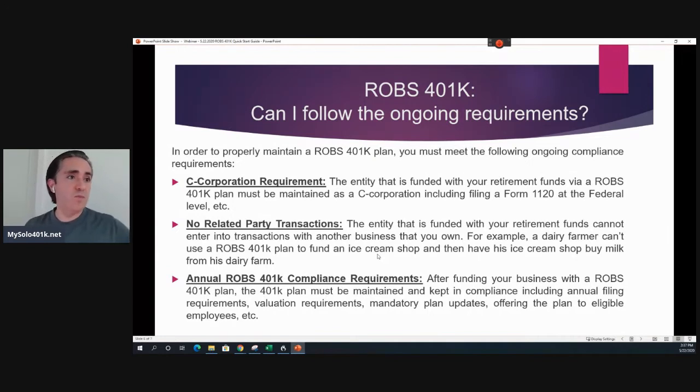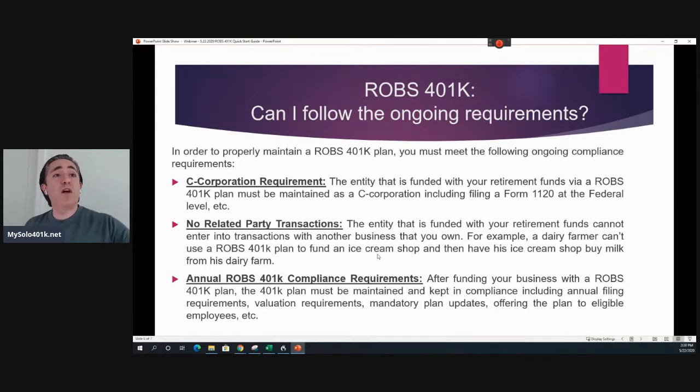There's no exceptions. Related party transactions. The entity, that C corporation that's funded with your retirement money, cannot enter into transactions with other businesses that you own. I gave a simple example here. A dairy farmer cannot use a ROBS 401k plan to fund an ice cream shop and then have his ice cream shop buy milk from his dairy farm, because he's funding the ice cream shop using a ROBS plan where he knows that ice cream shop is going to be buying the milk from his other business, his dairy farm. That would be a related party transaction. That would be prohibited. You cannot use a ROBS plan if that's what your plan is.